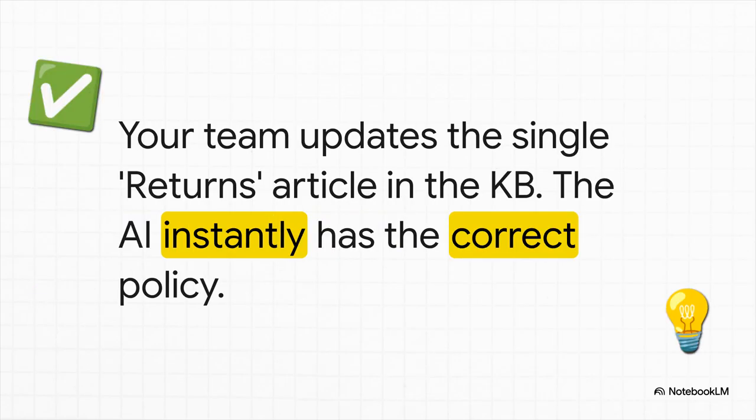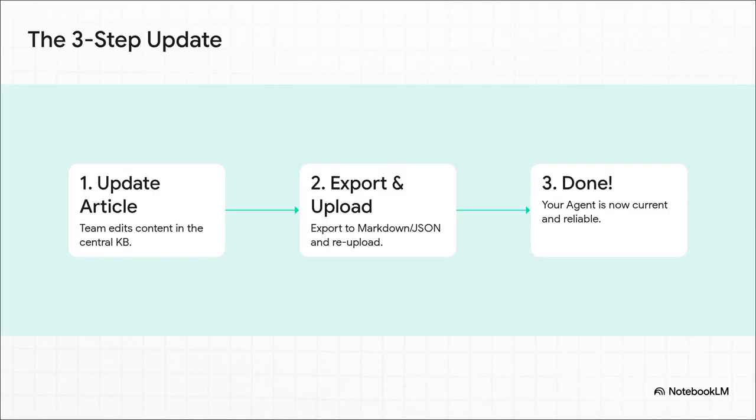Now, let's flip that. The smart way? There is only one article titled Returns. Your team goes into that one spot, makes the update, and boom, that's it. Your agent is now instantly aligned with the new policy. No hunting, no guessing, no confusion. And just like that, your entire update process boils down to this incredibly simple 3-step flow. Someone on your team updates the article in the KB, you export and re-upload the file, and you are done.